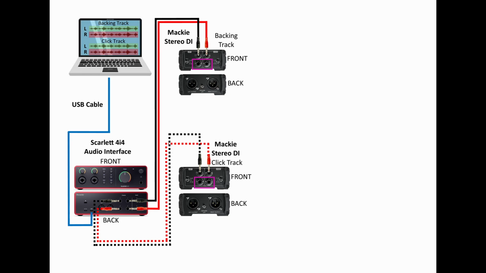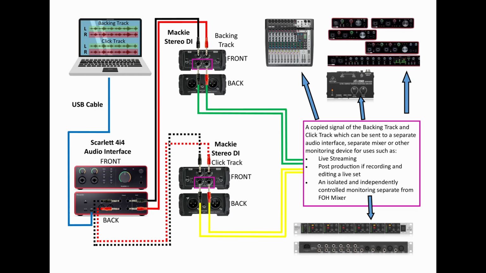And if you're wondering, why would I need this and how am I actually going to use this in a live performance or a live setting? Like, what's the purpose of having a copied signal? Well, let's say it's not a live performance. Let's say it's a band practice and you want to record it, and having a separate signal of the backing track and the click track going into an audio interface when recording just makes it easier in the post-production or the mixing stage of what you've captured during your band practice.